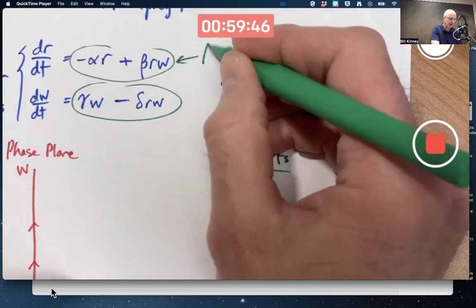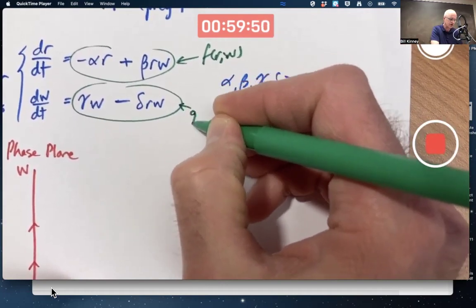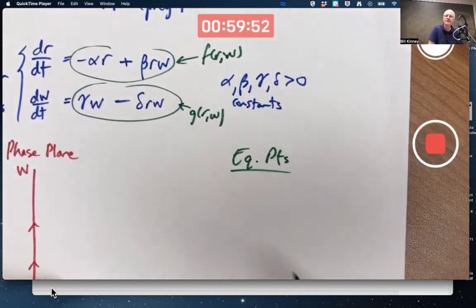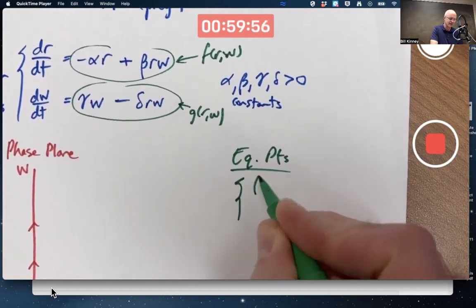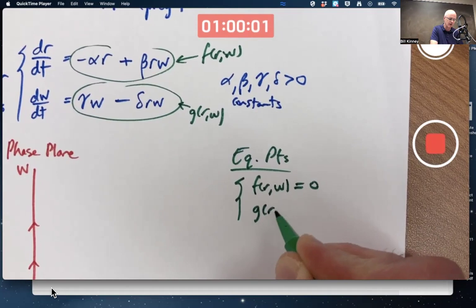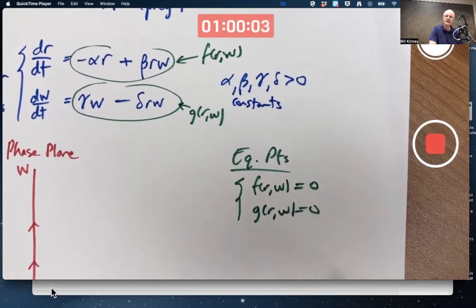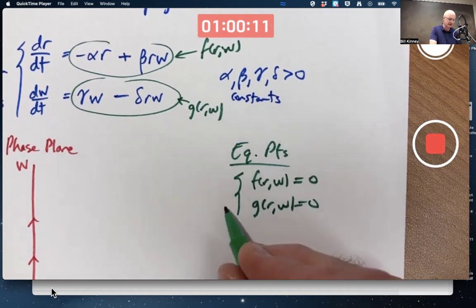Let me give this one a name. I'm going to call it f of RW. And this one a name, I'll call it g of RW. Hey, these are both multivariable calculus functions. Nonlinear functions. In fact, I set both of those equal to 0 and solve the system for R and W. It's an algebra system, not a differential equation system. It's not the easiest system to solve, but it is solvable.